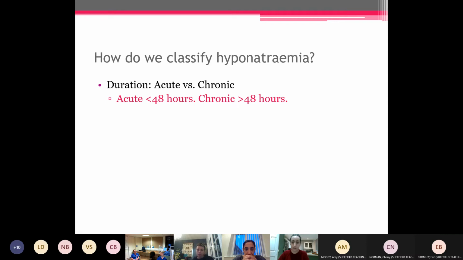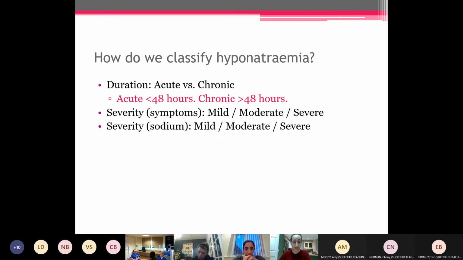That's what everyone's worried about with bringing it up quite quickly. So if they've had it for more than 48 hours, then we would be a bit more cautious. Next way to classify it is severity, by symptoms: mild, moderate and severe. And I'll come on to the symptoms in the next slide.